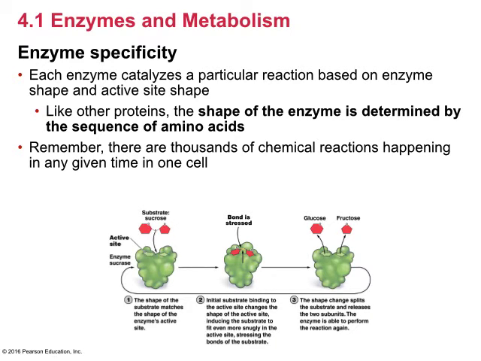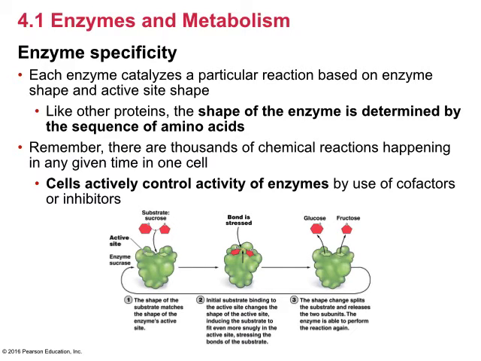And remember, another thing that's interesting is that there's thousands of chemical reactions happening at any given time. So cells have to control the activity of these enzymes by using cofactors or inhibitors. We're not going to go into that in depth, but just realize that it's not that you literally have thousands of enzymes working willy-nilly and doing a billion chemical reactions. They are specifically turned on and off when they're needed.